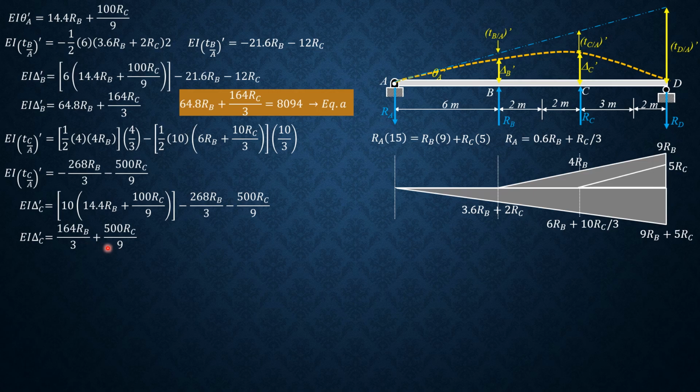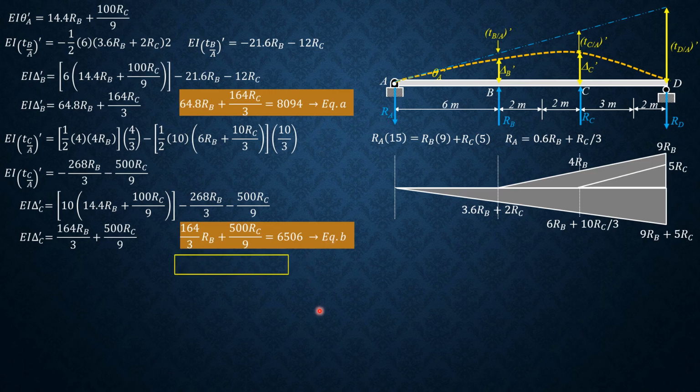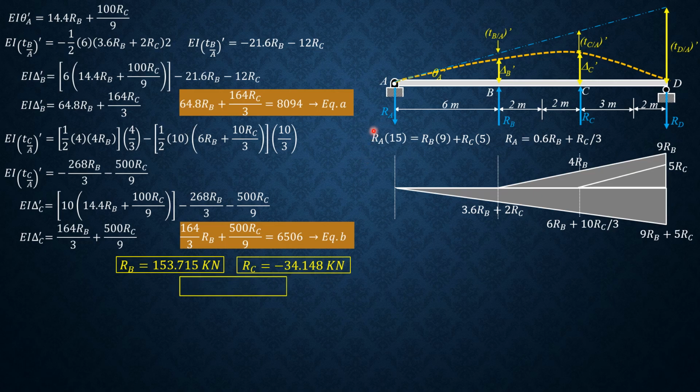Then it equals the deflection at C when the supports are removed. I think it was 6,000 something. 6,506, yes. Equation B. So same equations formulated from double integration, so the answers will be the same. So RB equals 153.715, R sub C is negative 34.148 kilonewtons, so solve for RA by statics.